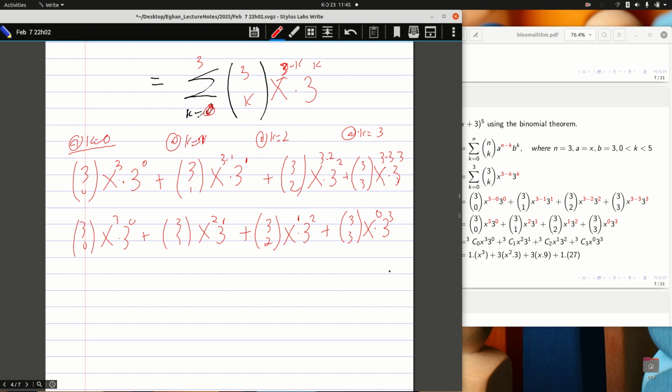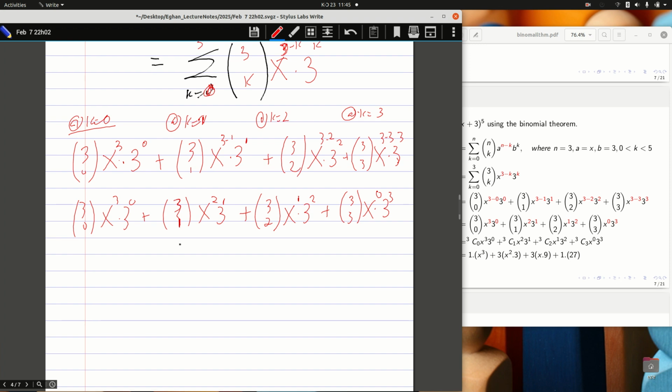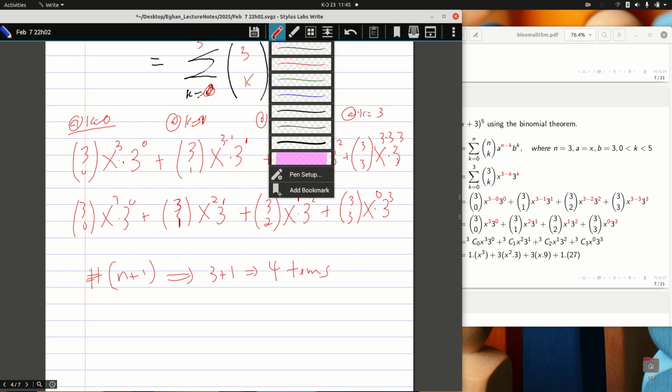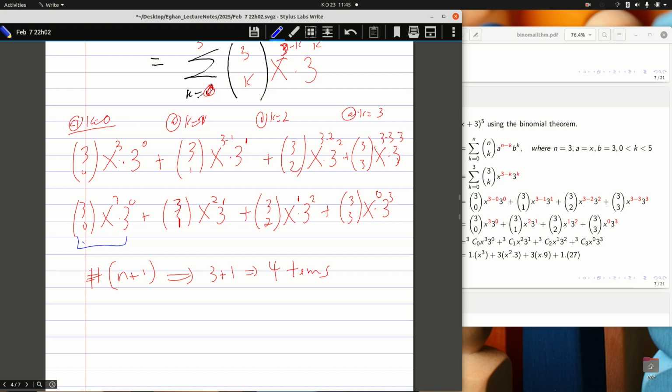Let me write this. 3 combination 1. The property says that first, my number of terms should be n plus 1. It means I'm expecting 3 plus 1, which is 4 terms in the expansion. So you check, do I have 4 terms? Term 1, term 2, term 3, term 4. So this is satisfied.